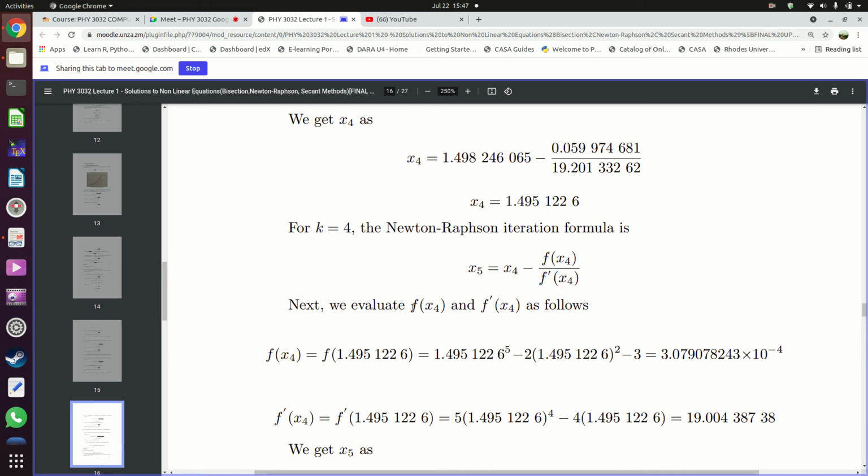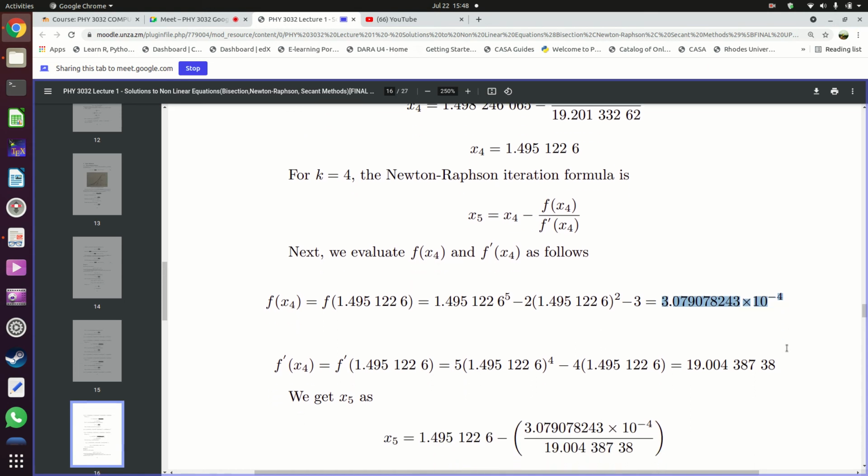So I work out the value of the function at x4 and the value of the derivative at x4. In this case, the value of the function at x4, which is f of 1.4951226, would be 1.4951226 to the power 5 minus 2 times 1.4951226 to the power 2 minus 3. This is what I get. I get a very, very small value of the function at that particular point. So that's showing me that x4 is already a very good solution.